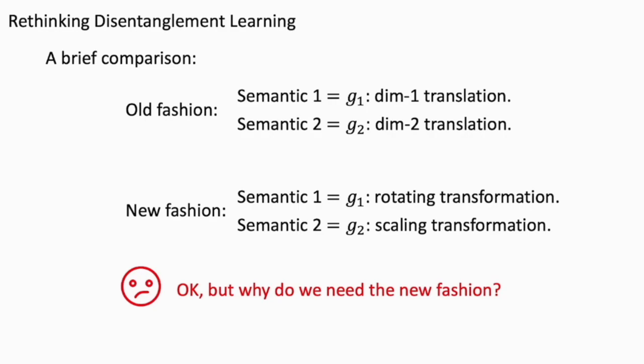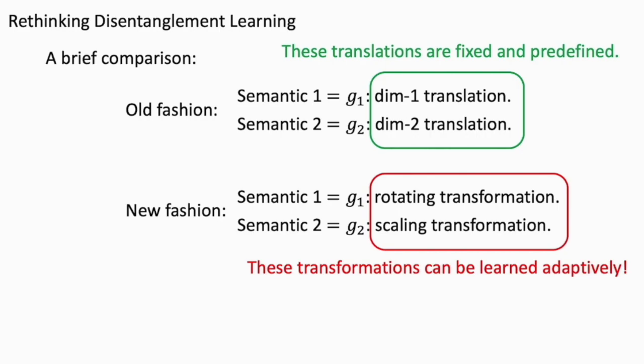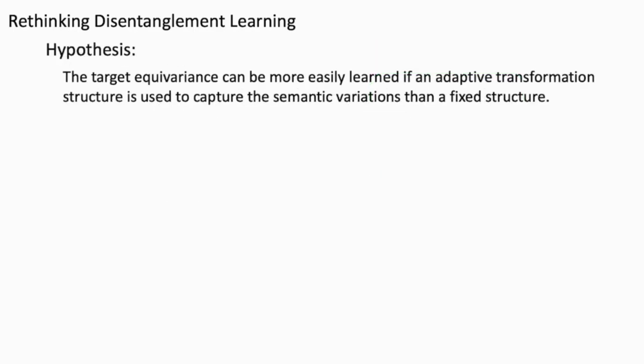Now you may ask, okay, it looks cool, but why do we need the new fashion? The key difference we consider is that in the old fashion, we use a fixed and predefined transformation, which are translations along different latent directions. But in the new fashion, we can set these transformations to be learned adaptively. The hypothesis behind this potential improvement is that we expect the equivariance between the data variation and the latent transformation to be more easily achieved if the used latent transformation structure is adaptive rather than fixed.